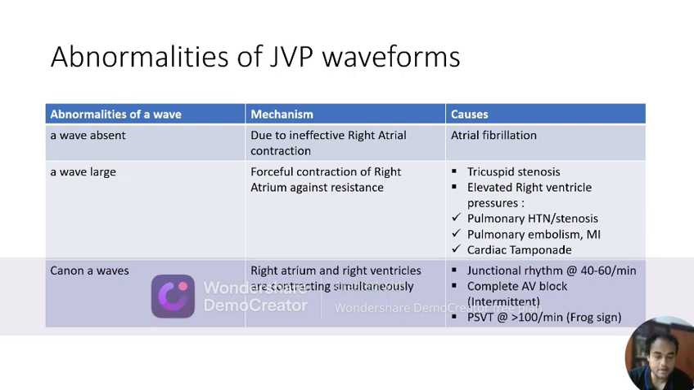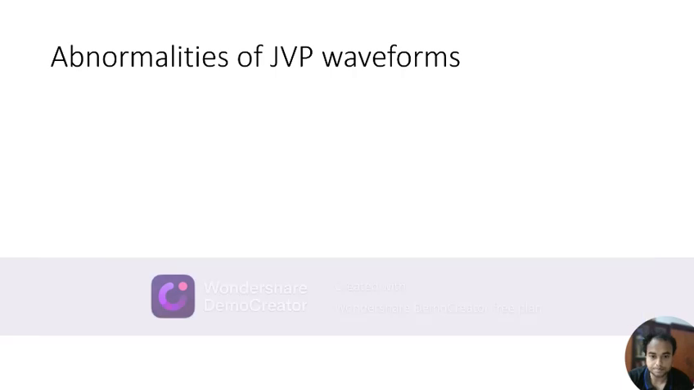In PSVT, that is paroxysmal supraventricular tachycardia, due to re-entry circuits generated at the level of the AV node, the right atrium and right ventricle contract simultaneously. So, not sometimes, actually the atrium and ventricle contract simultaneously, resulting in generation of Cannon waves, and this happens at a rate of more than 100 per minute. Generation of Cannon waves at a rate of more than 100 per minute is termed the frog sign and is observed in PSVT.